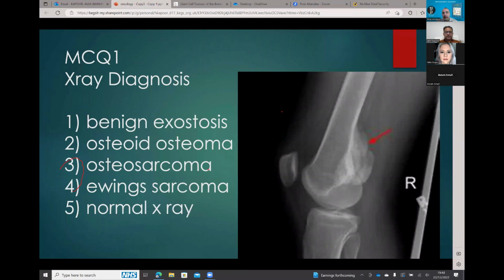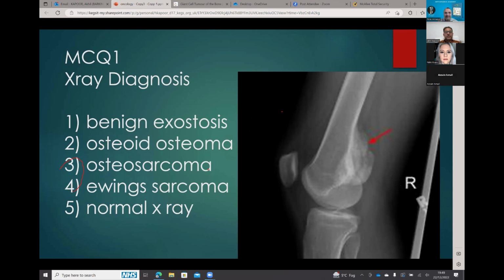Good. So I think we will end this poll now. We'll see the results. I'm very pleased to say that 56% of the people have selected osteosarcoma, which indeed is the correct answer. So you can congratulate yourself for that.